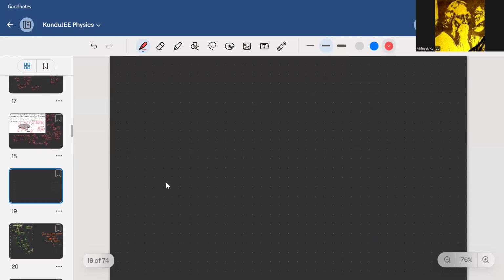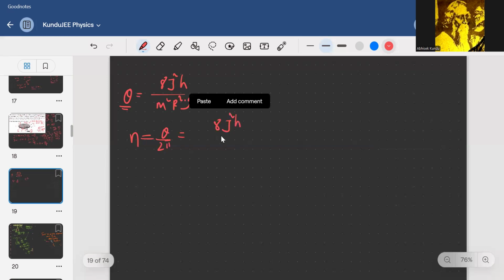We'll go to the next page. 8 j square h by m square r square into g, that is the angle it will rotate. So how many rotations will it complete? For one rotation, it needs to revolve 2 pi angle. So if it is rotating theta angle, then the number of rotations will be theta by 2 pi. That is the number of rotations it will complete: 4 j square h by pi m square r square into g.